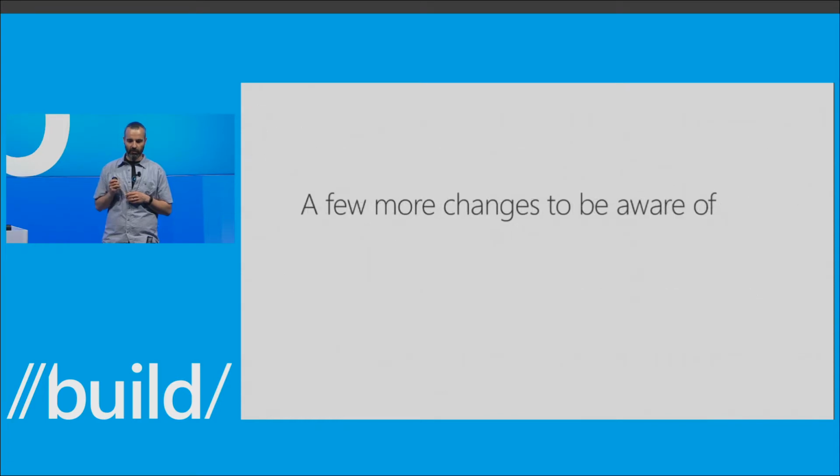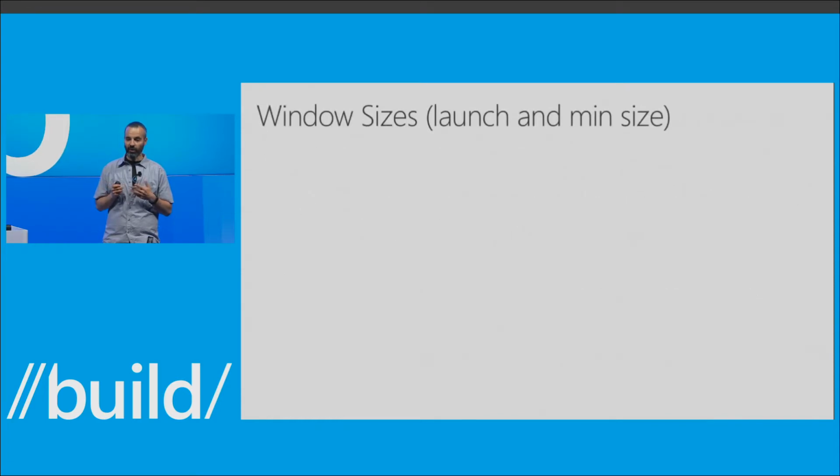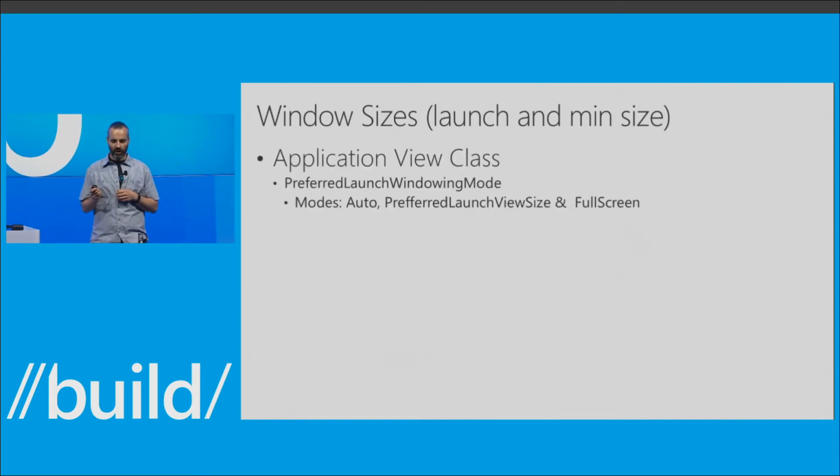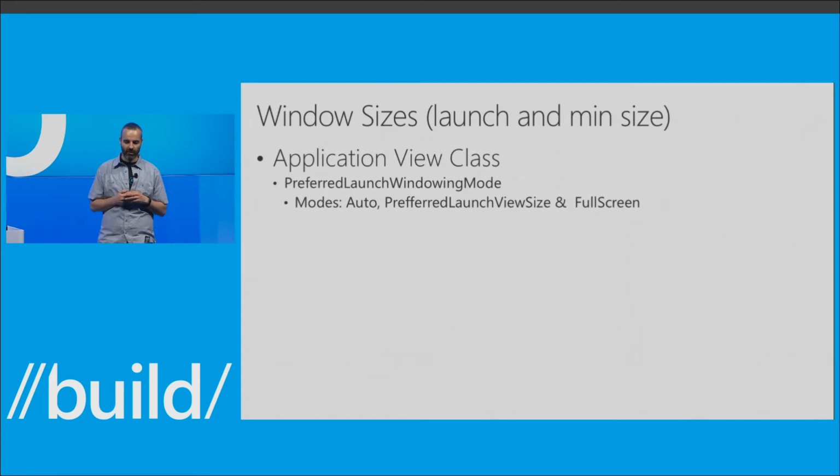OK. A couple more changes to be made aware of. The window sizes. This was where I was talking about the min window size. There's actually two things you can do with this. The application view class now has these new properties. Preferred launch windowing mode. There's auto, which means let Windows figure out the size for me. There's the preferred launch view size. And this is where you specify the launch view size that you want your app to be. And you can set that with the next API. Or you can say, hey, launch my app in full screen mode.